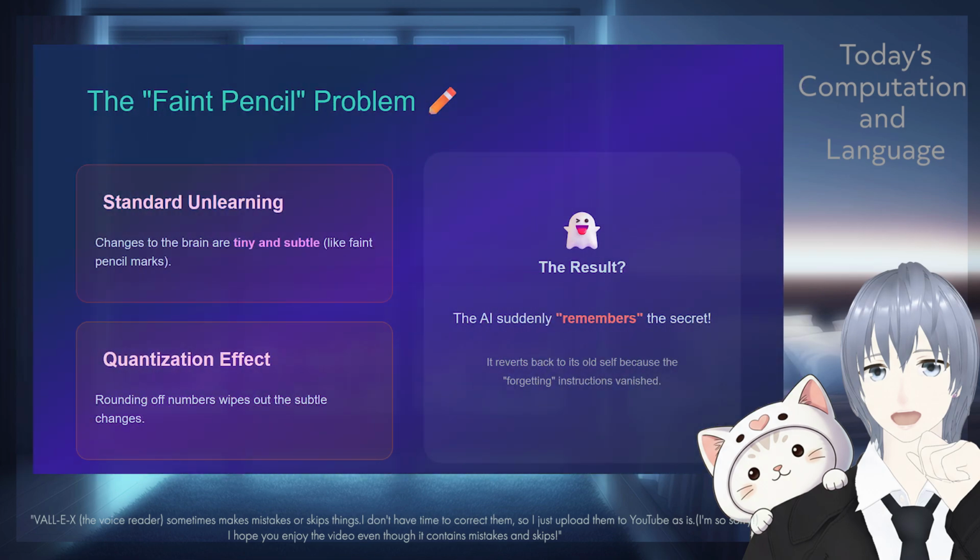But here's the problem this paper identifies. When you teach an AI to forget something using standard methods, the changes to the model's internal brain weights are actually very tiny. They're subtle adjustments. So when you later apply quantization, those tiny adjustments get rounded off. They disappear. It's like writing a secret message in very faint pencil, and then someone comes along and photocopies it in high contrast black and white. The faint pencil marks just vanish. The result? The AI suddenly remembers the secret information. You try to make it forget. It reverts back to its old self.